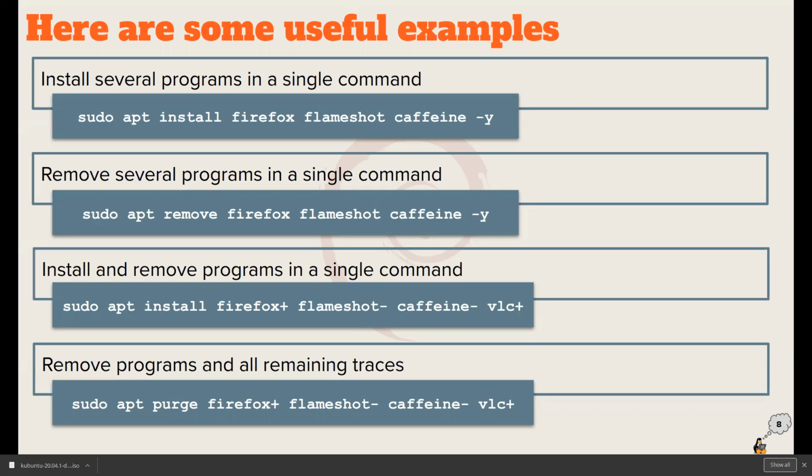How about remove and install at the same time? Sounds crazy, right? But you can. All you have to do is put a plus sign at the end for adding and a minus for subtracting. The minus represents removing the program and the plus represents installing the program. For example, in this one over here, I am installing Firefox, I am removing Flameshot, I am removing Caffeine, and I'm adding VLC. Isn't that cool?